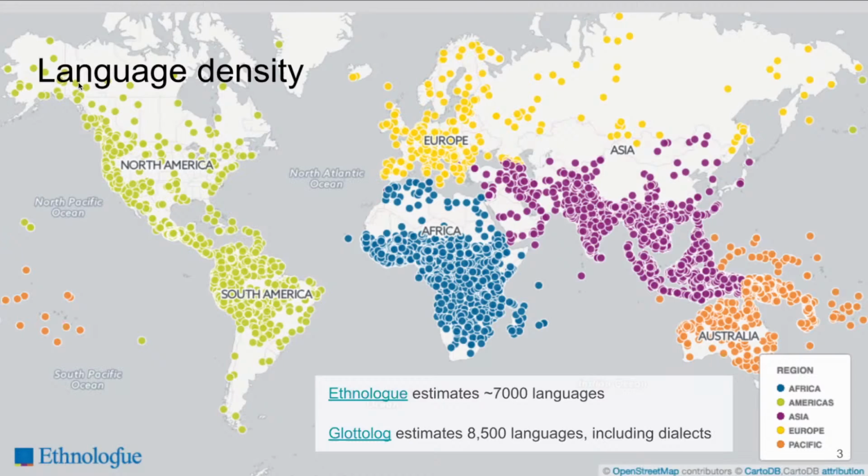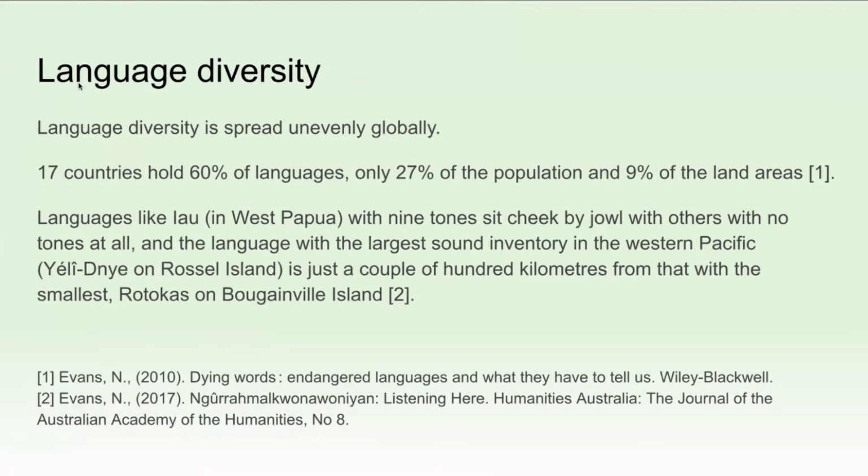Different estimates. The Ethnologue estimates about 7,000 languages in the world. Glottolog estimates about 8,500 languages. So this includes what some people might call dialects, or we could also call these language varieties. The diversity is spread unevenly across the globe. So there are 60% of languages in 17 of the countries, a small proportion of the population and a tiny proportion of land area.